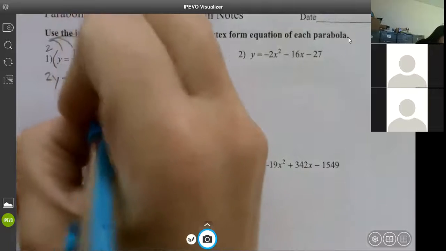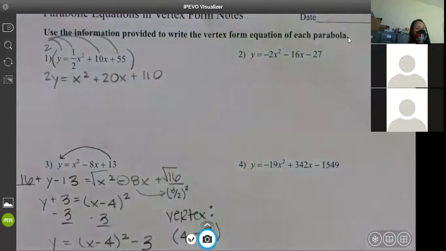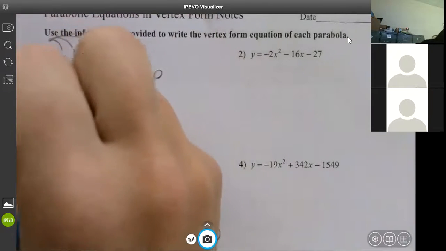Okay, so we get 2y equals x squared plus 20x plus 110. Just ignore that 2y, do everything exactly the same as you have been, okay? We will not work with that 2y until the very end. So don't treat it any different. What's my first step? Subtract 110. Move that 110. So I'm going to do 2y minus 110 equals x squared plus 20x.